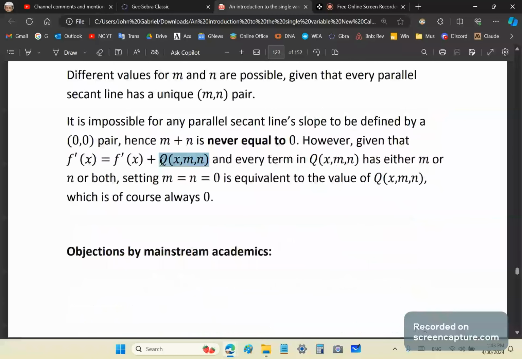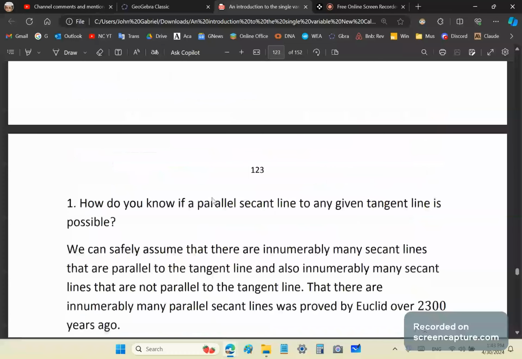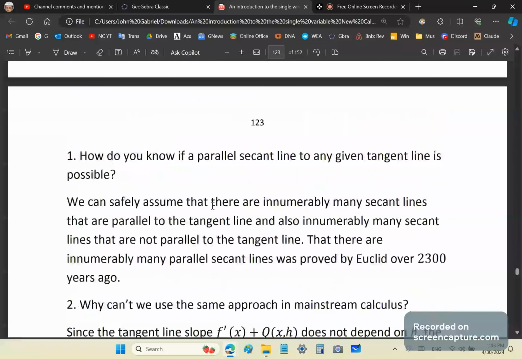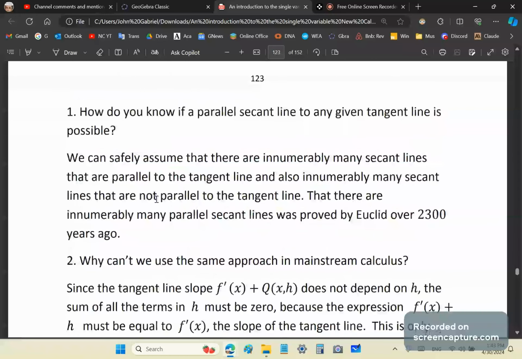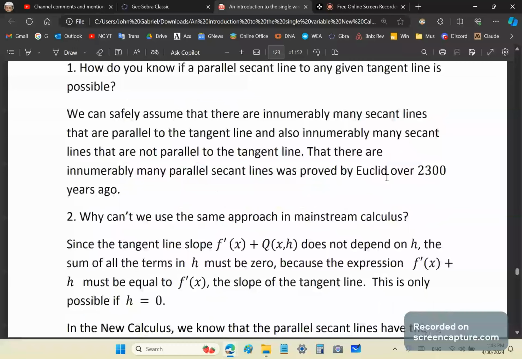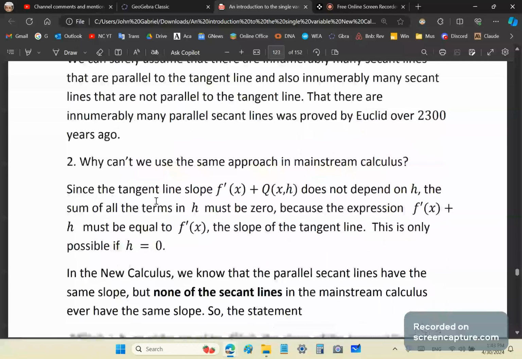I said that only the term in f of x is the derivative. And if you want to have a derivative at a point of inflection where there is no full tangent line, only a half tangent line, you can still have it, but it makes no sense. Right. So this was proved by Euclid over 2,300 years ago. Why can't we use the same approach in mainstream calculus?